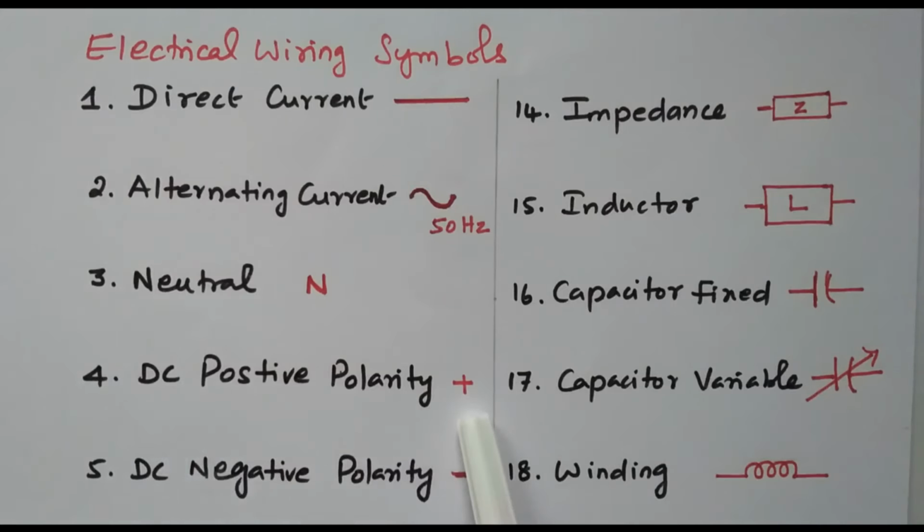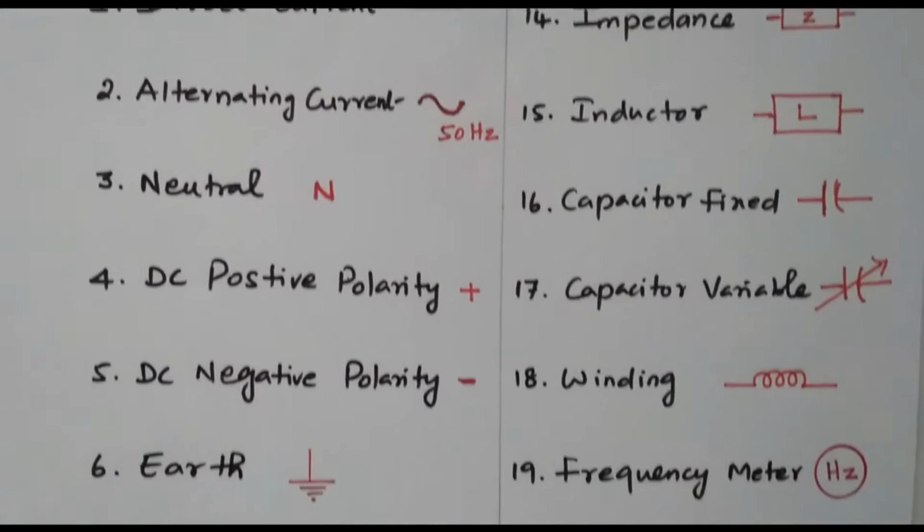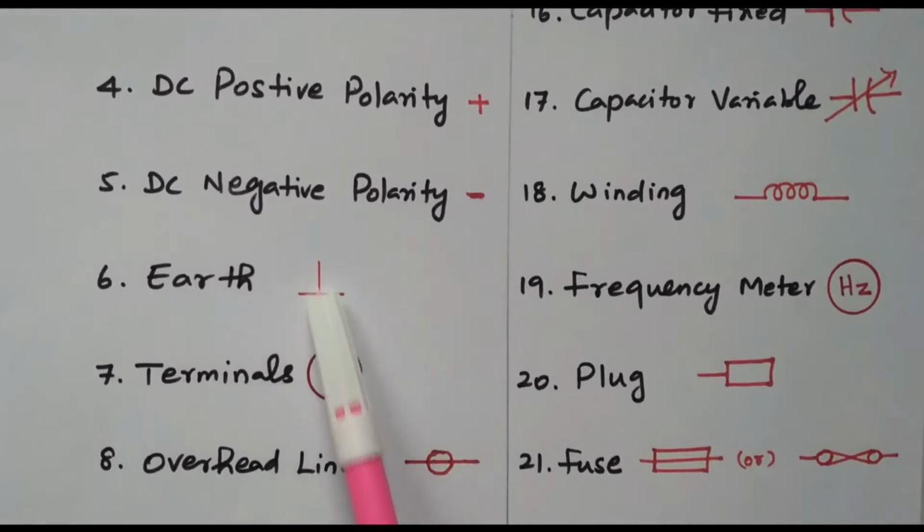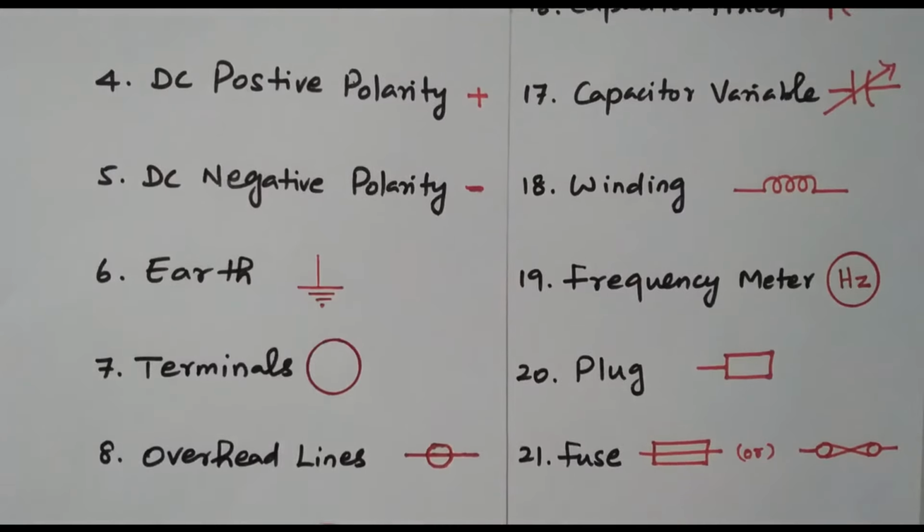Positive polarity is given by plus, negative polarity by minus. In AC supply, earth is available, the earth point, so that is given by this symbol. The terminals are represented by a circle. Any terminal, either lamp or fan, everything is represented by a circle. The overhead line is represented by a circle over which one line is there. So this represents the overhead line.